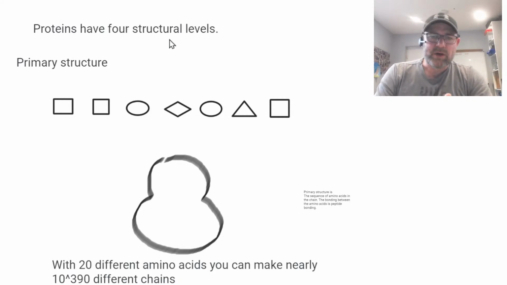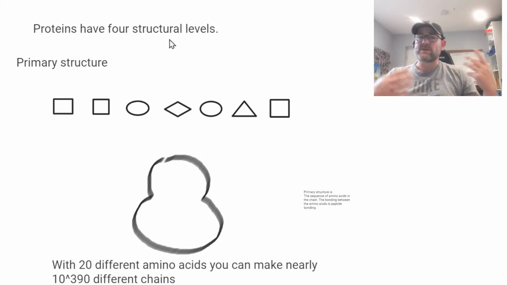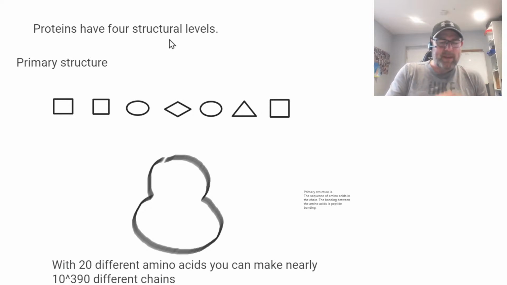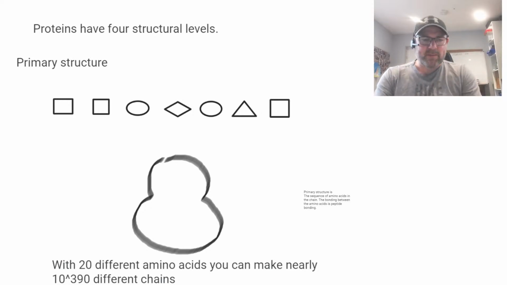So proteins have 4 structural levels. So this is a bit of A-level new stuff as well. Proteins have 4 levels of structure. We've got something called the primary structure. Now, do you remember where proteins are made? Proteins are made on the ribosome.